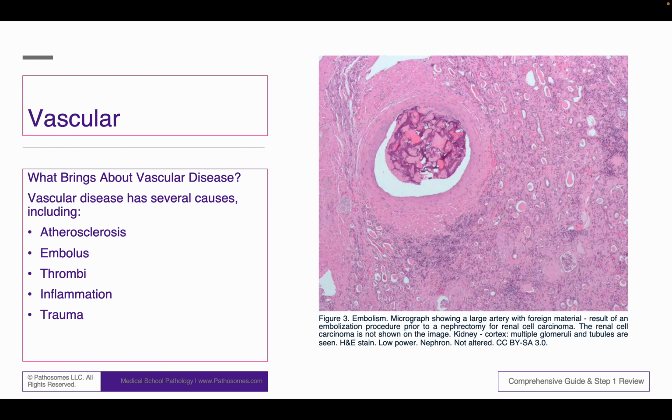Now, what brings about vascular disease? Well, vascular disease has several causes, including atherosclerosis, right, plaque buildup, emboli, thrombi, inflammation, like those vasculitides, and even trauma. Here in this micrograph, we have an image of a large vessel having a foreign body emboli as a result of immobilization prior to a nephrectomy due to renal cell carcinoma. Interesting.